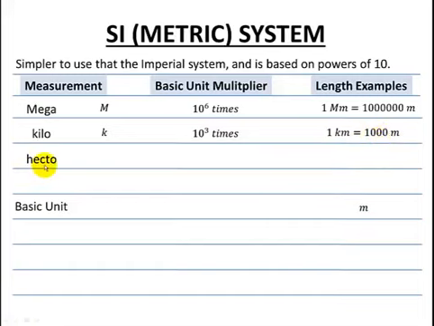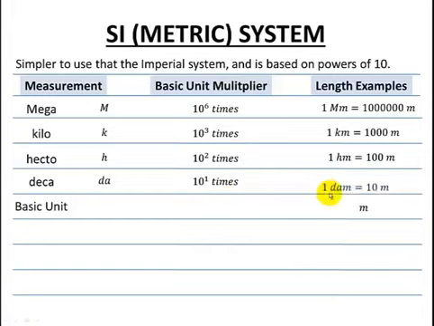Another example, hecto, not one that's commonly used for us. Abbreviated H. How much bigger is this than our basic unit? Well, it's 10 to the 2 or 100 times bigger. So 1 hectometer is 100 meters. Look at another one that's bigger, a deca. Again, not one we very often use. DA is the abbreviation. This one is going to be 10 to the 1 or just 10 times bigger than our base unit. So 1 decameter is 10 meters.